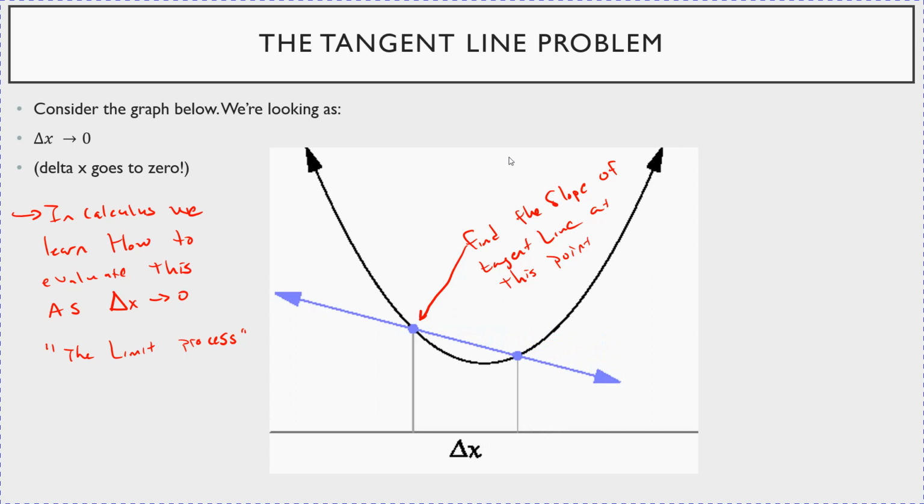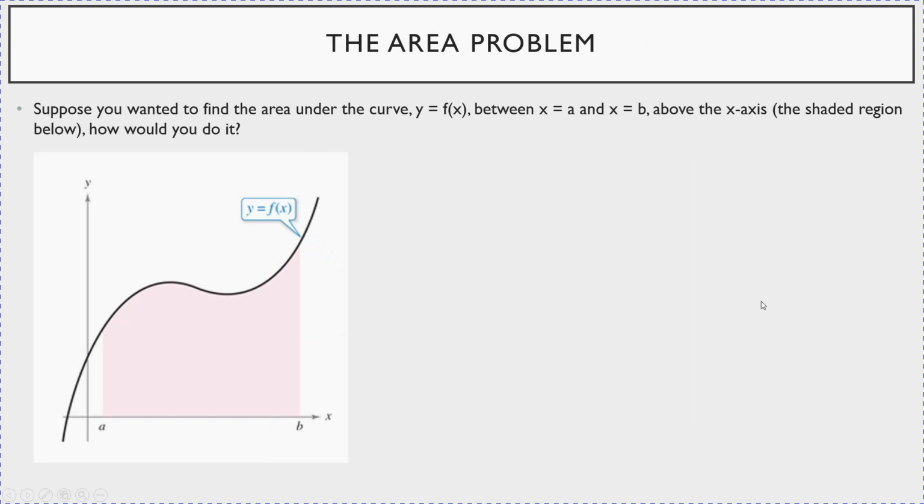All right, the next is going to be the area problem. And so here's the next problem we're going to need calculus for, or this limit process that I'm going to talk about. Suppose you want to find the area under the curve of some graph, y is equal to f of x, between two x values, between x is equal to a and x is equal to b, and above the x-axis. So this pink shaded region. How would I find this area?